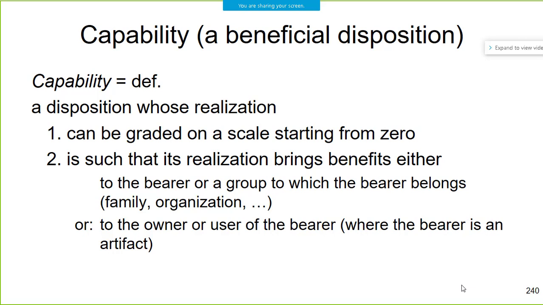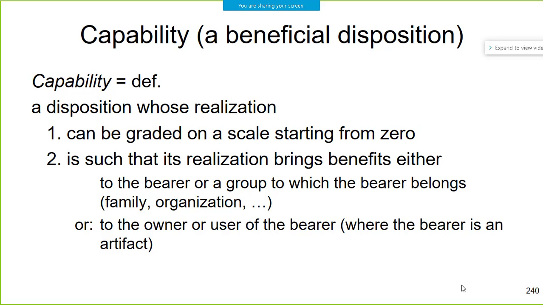the official definition of capability is something like this. A capability is a disposition whose realization can be graded so that it's realized well or realized less well. And then this realization brings benefits either to the bearer or the bearer's group, the bearer's child, for instance, or to the owner or user of the bearer, where we're dealing with the dispositions of an artifact.